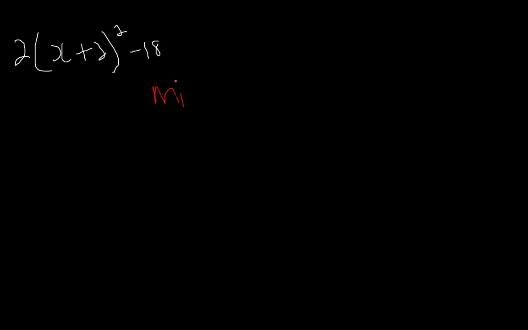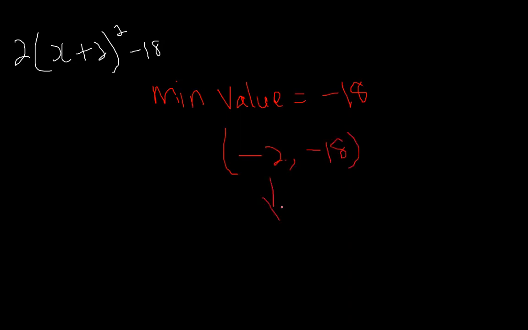Okay, well, this is a minimum. The minimum value is the same as k, and k in this case is minus 18. And they want the value of x for which it is the minimum. If I wanted the minimum point, it would be minus 2, minus 18. So that means my x value for which it is the minimum is minus 2. Everybody understands that? Let me just move on.